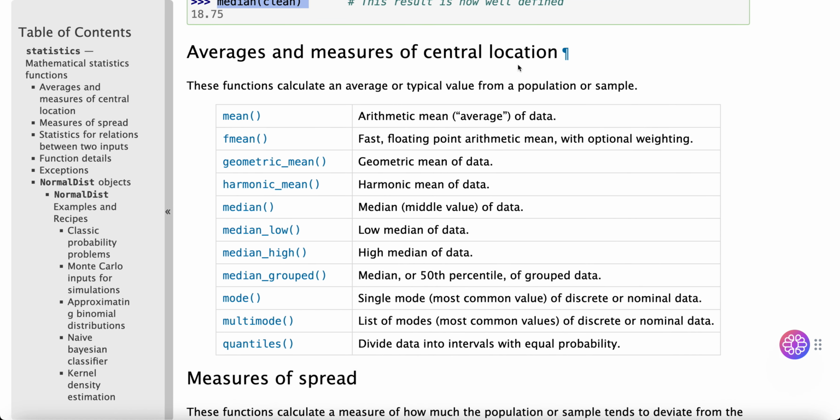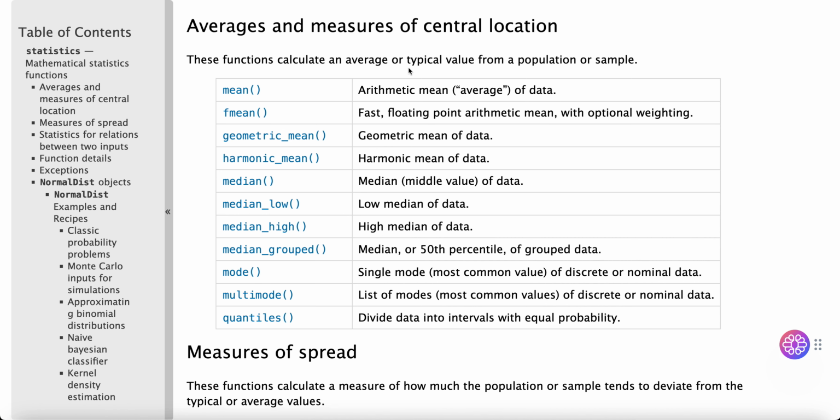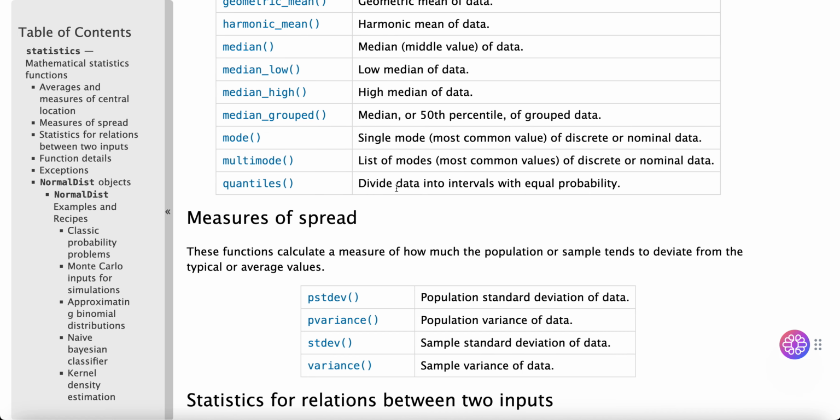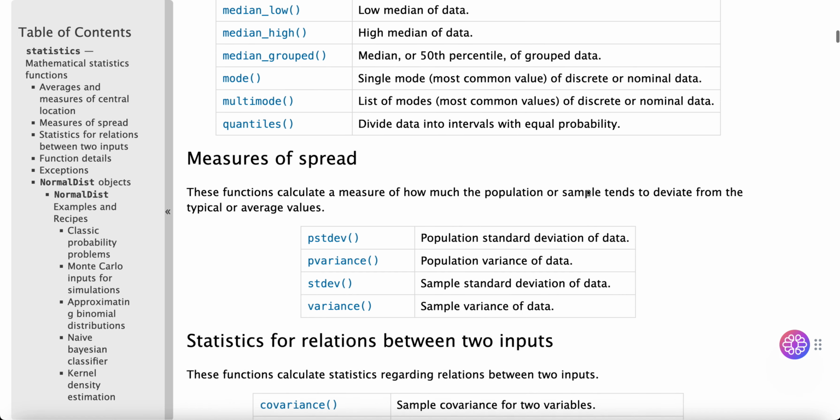Averages and measures of central location. These functions calculate an average or typical value from a population or sample. Mean: arithmetic mean, average of data. fmean: fast floating-point arithmetic mean with optional weighting. Geometric mean of data. Harmonic mean of data. Median of data. Median_low: low median of data. Median_high: high median of data. Median_grouped: median, or 50th percentile, of grouped data. Mode: single mode, most common value of discrete or nominal data. Multimode: list of modes, most common values of discrete or nominal data. Quantiles: divide data into intervals with equal probability.